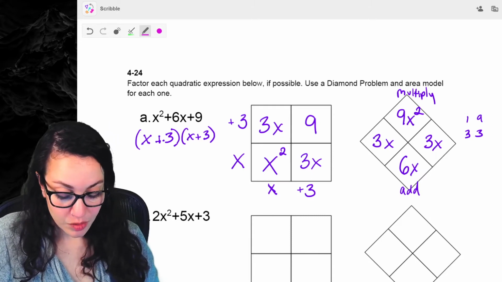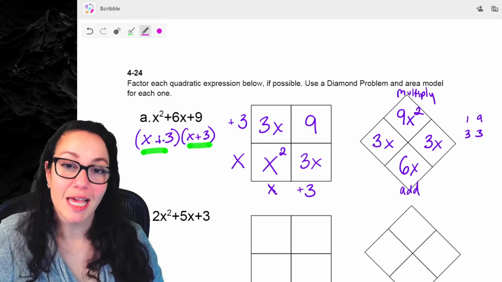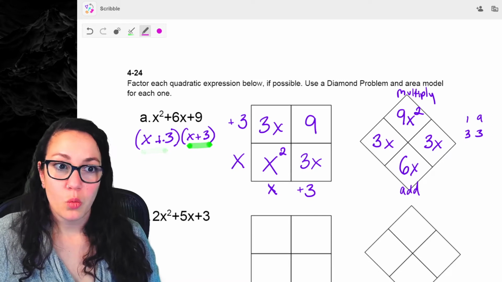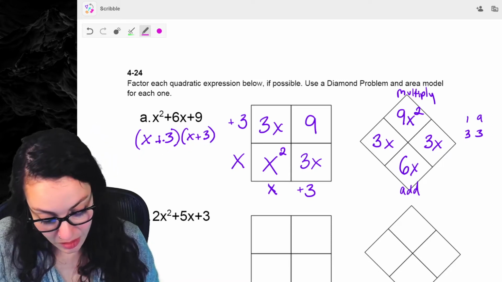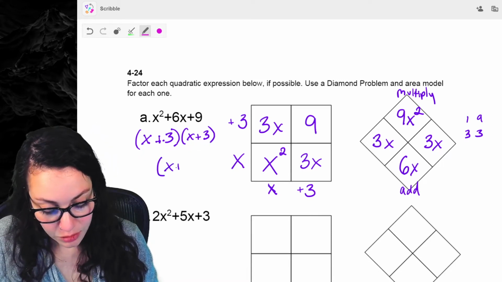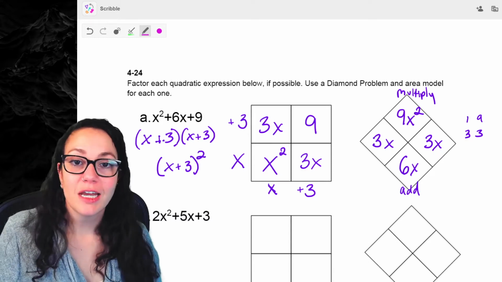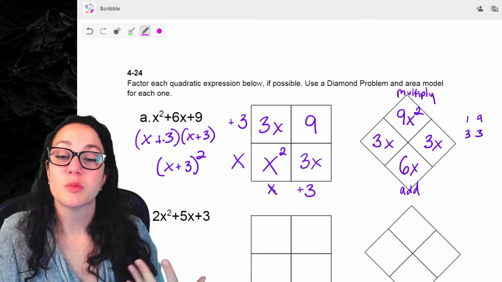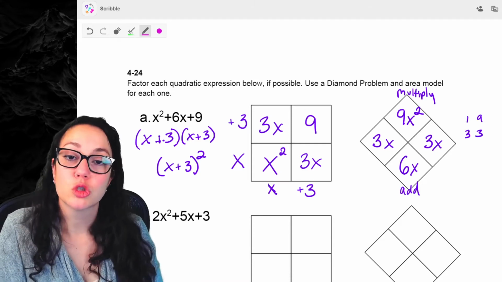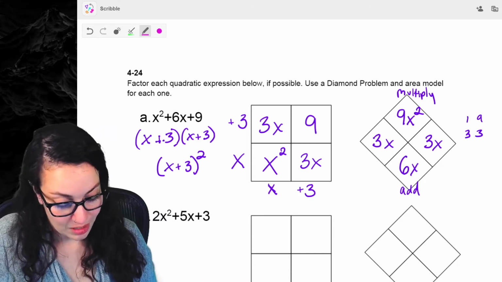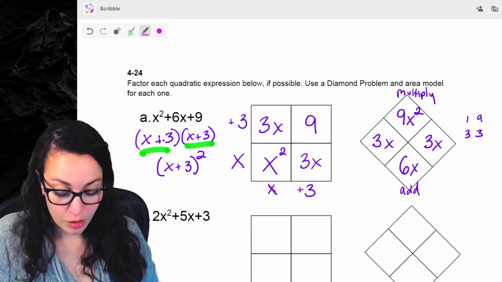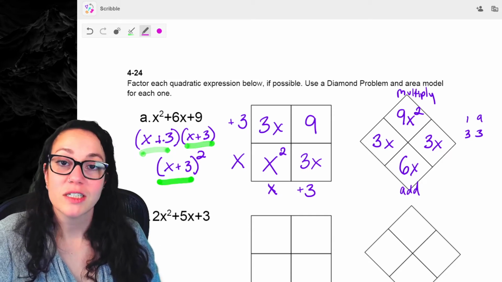Because x plus 3 is the same thing as x plus 3, we can also write it as the quantity x plus 3 squared. Because anything times itself, we can express as that term squared. And so in this case, we have this quantity times itself, so we can say that we have that quantity squared.